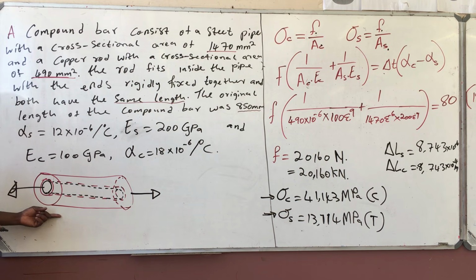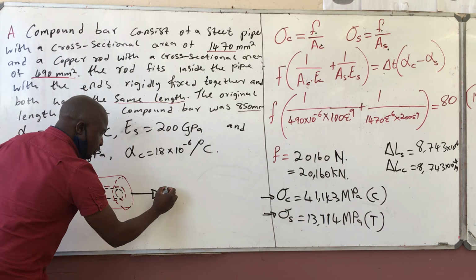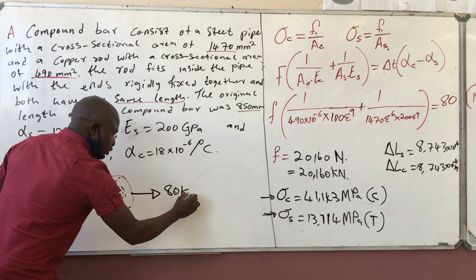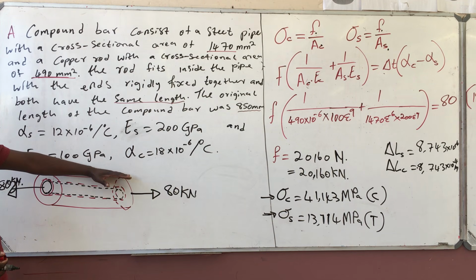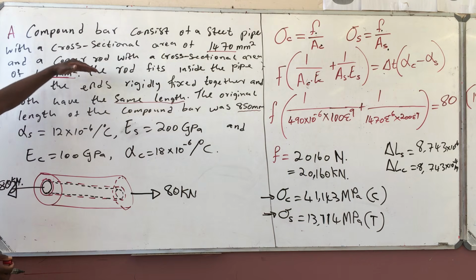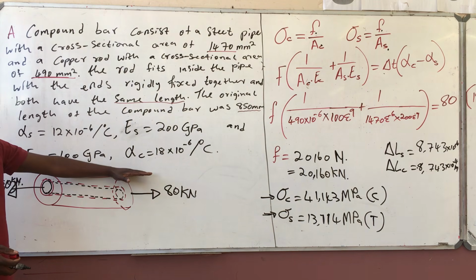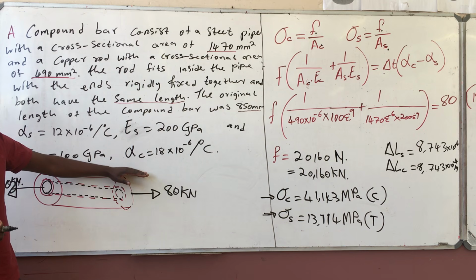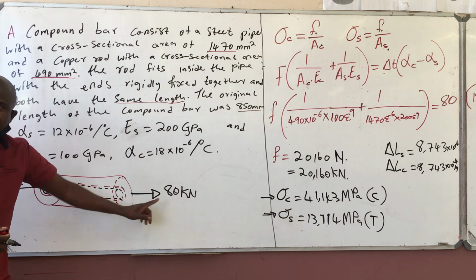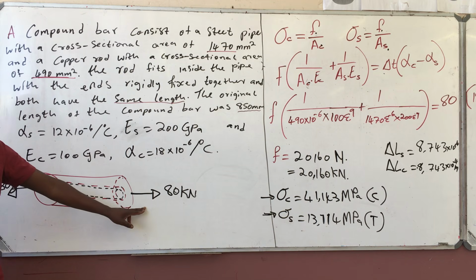I apply axial force. So the moment, let's say I come and apply axial force of 80 kilonewton. 80 kilonewton. So it means in this case, this is still a compound bar. But this compound bar, you must first calculate using a temperature change, right? The way you understood it today. Then after that, you calculate the stresses again using the applied force, what we were doing yesterday.